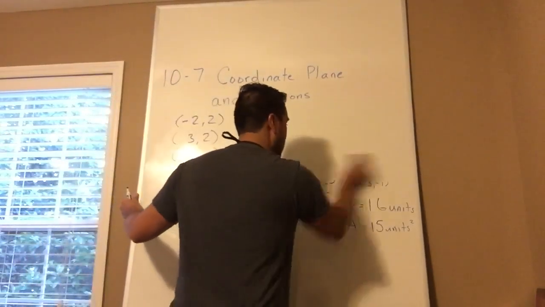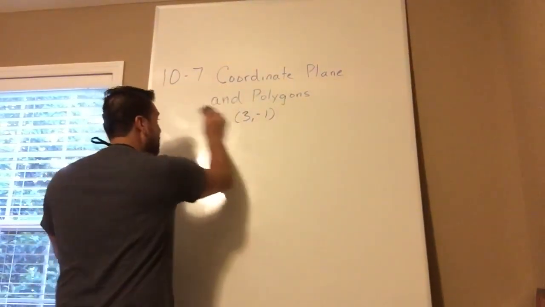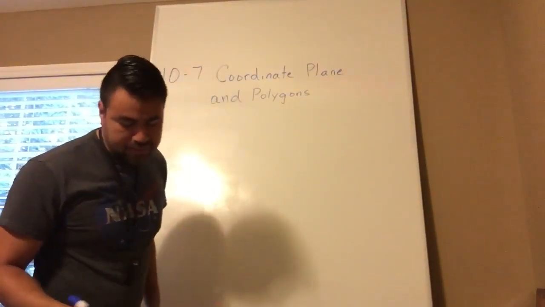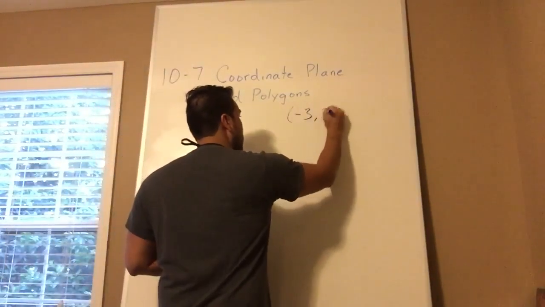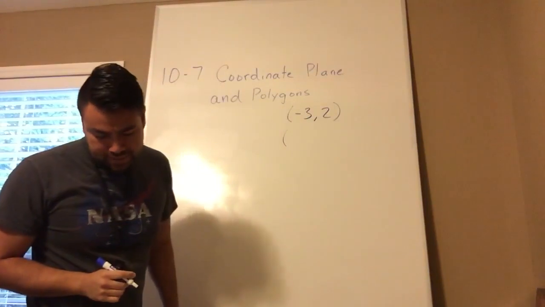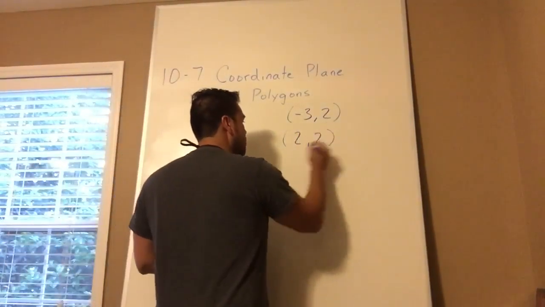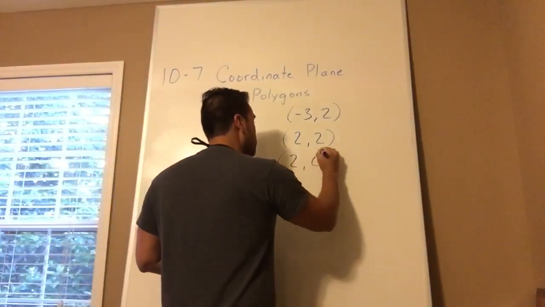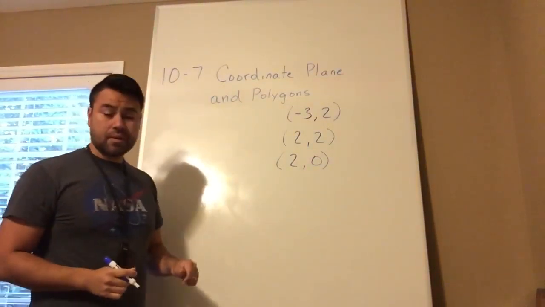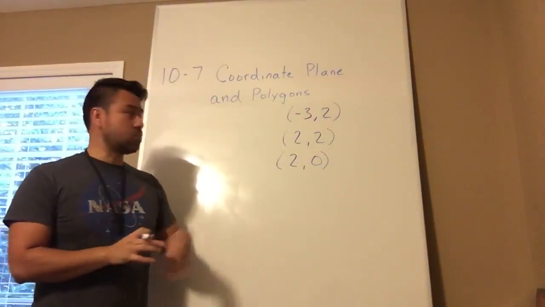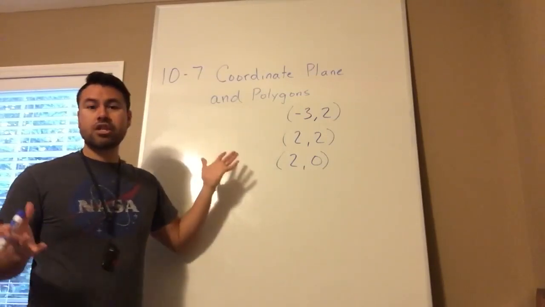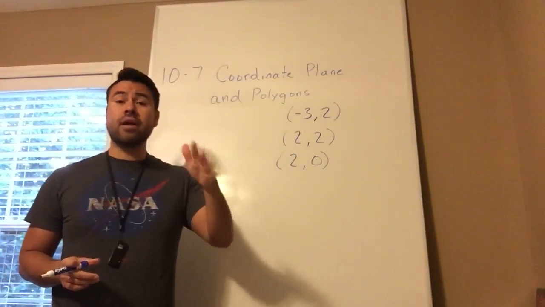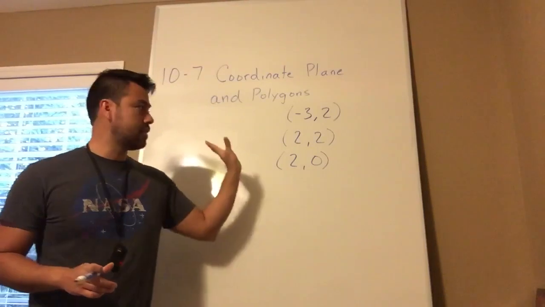But what happens if I don't draw it out? Can I still find the perimeter and the area? Okay, let me give you an example here. Here are 3 points. Negative 3, 2. And then we get 2, 2. And then 2, 0. Okay, so the way you're going to have to find this perimeter and area is realize, okay, I have 3 vertices. So what shape am I dealing with? It's a triangle. We're going to find the perimeter of the triangle and the area of the triangle after we find some things.